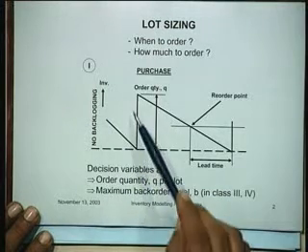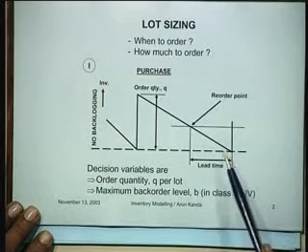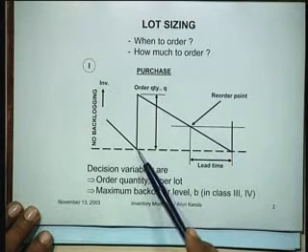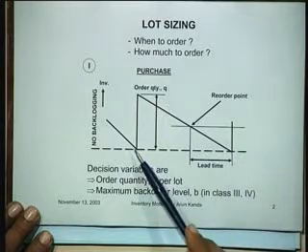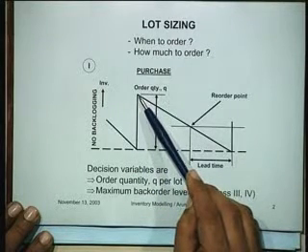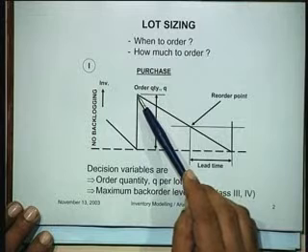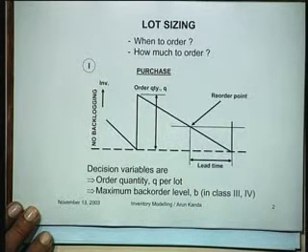So this is the simplest pattern of lot sizing that we consider, where the inventory fluctuates in this manner and rises suddenly when a stock is received, and then because of the gradual consumption there is a consumption of inventory.